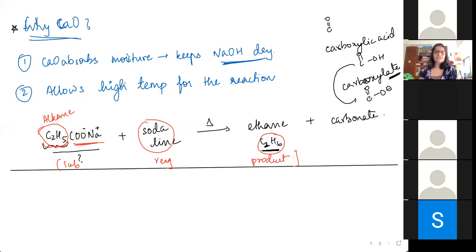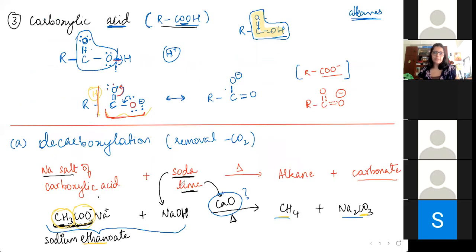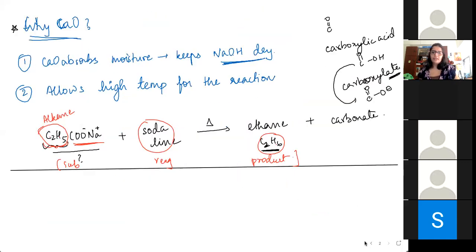Okay, so this is one method. One method of decarboxylation is by heating with soda lime. The next method of decarboxylation is, this is a named reaction, so you know it's going to be important. Kolbe or Kolbe's electrolysis.